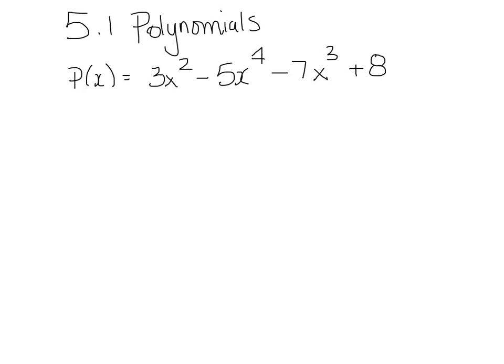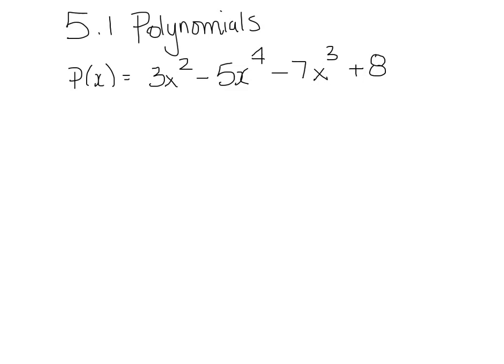Okay, D block, this is your 5.1 lecture. Polynomials. I've given you an example here. Poly for many terms, okay? So we can have many terms. We're only going to have one variable when we study these.